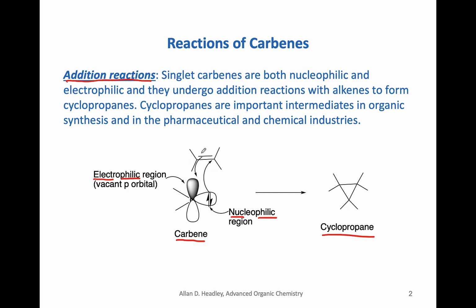So we have here an alkene which has a pi bond here, which has 2 electrons. So one mechanism is that these electrons can go to this carbon, and the pi electrons here will now go to the vacant p orbital, and what we have here is a cyclopropane. So again, carbenes react with alkenes in an addition to the double bond to form cyclopropane, because they are both nucleophilic and electrophilic.